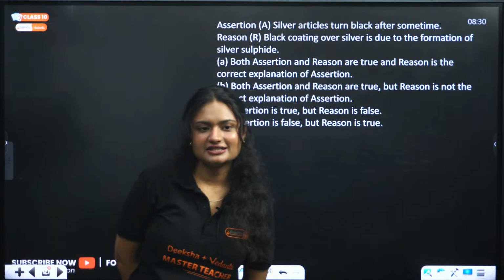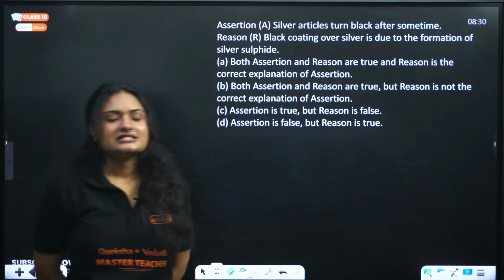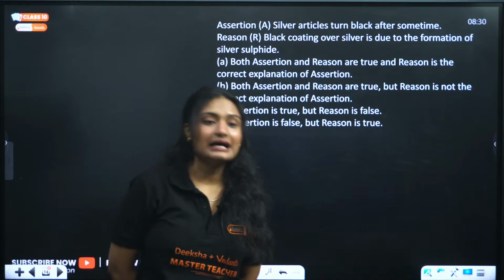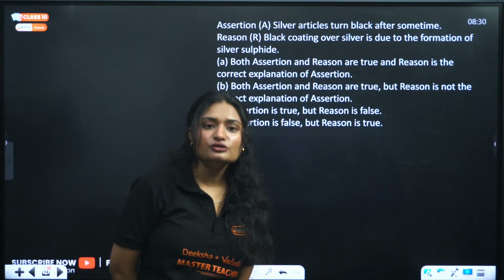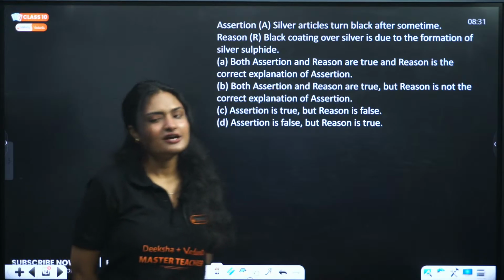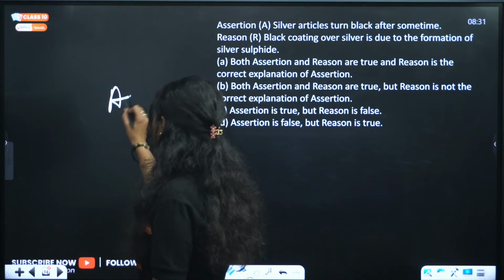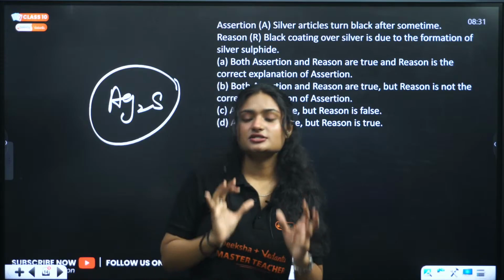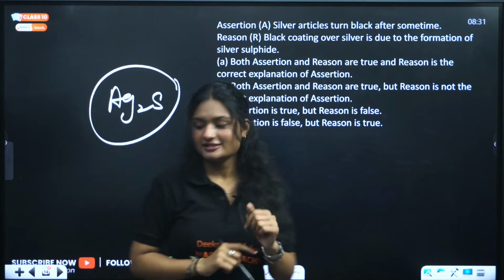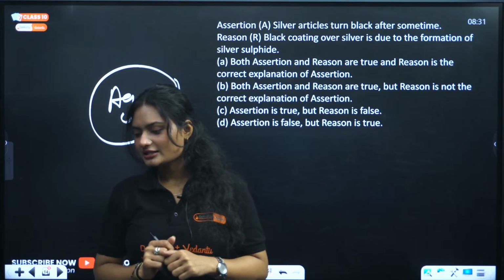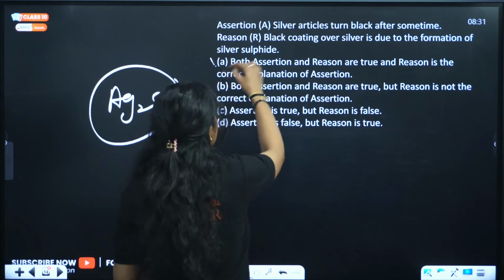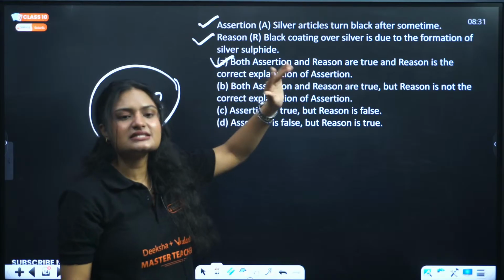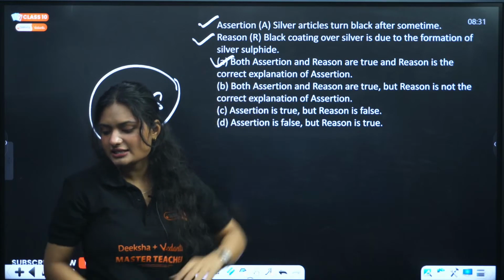The same question, but it's a little different. Assertion says silver articles turn black after some time, and the reason is the black coating over silver is due to the formation of silver sulfide. We just discussed it. Yes, silver sulfide is black in color, and because of this formation, these silver articles turn black after some time. So the correct answer is option number A, because the assertion is correct and the reason is also correct, and the reason explains the assertion.